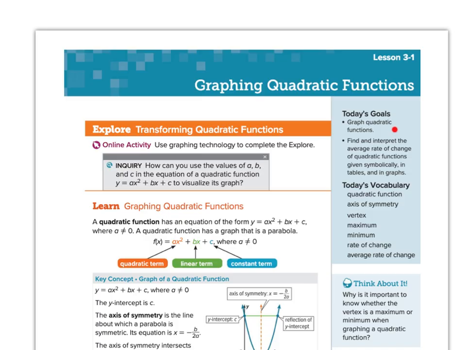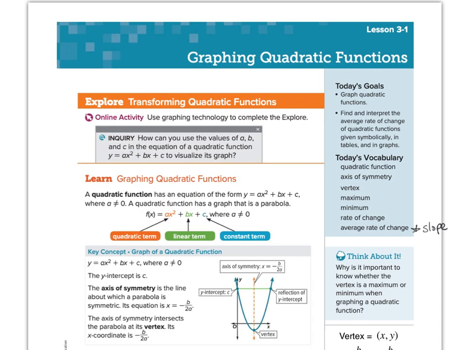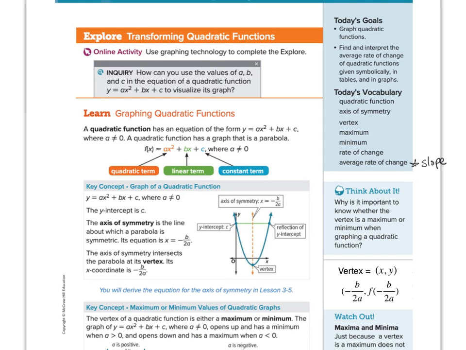Here we're going to talk about graphing quadratic functions, interpreting what the average rate of change is in a quadratic function, being able to look at a table, being able to identify some of its characteristics, and we'll define those here in a minute. But I'll just highlight here, the average rate of change is nothing more than the slope between 2 points. You'll see that a lot over the course of Algebra 2, it is just the slope between 2 points.